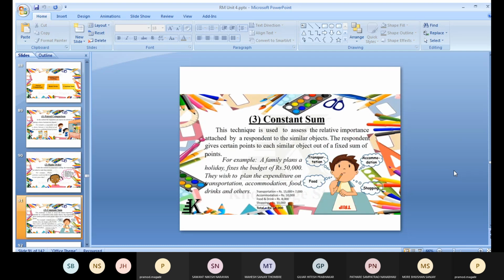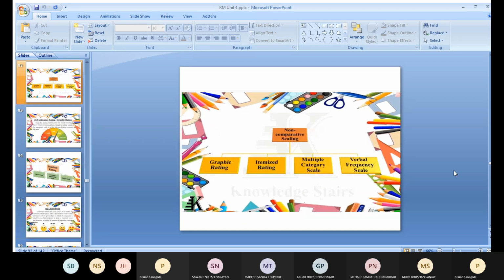Then we have seen the constant sum. So we have taken the example of a family holiday plan. So for transportation, food, accommodation, and shopping, before going, we have to maintain our budget, so that will be the tentative costing for our trip or traveling. So according to that, we'll have to follow those parameters while doing the plan.